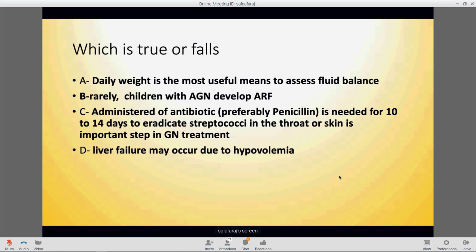D. Liver failure may occur due to hypovolemia. False, hypervolemia. Even liver failure is not a complication of acute glomerulonephritis. The most common complication of acute glomerulonephritis is congestive heart failure that occurs due to hypervolemia. For that reason, this statement is not true for two reasons. First, there is no liver failure, and second, there is no hypovolemia. Okay?